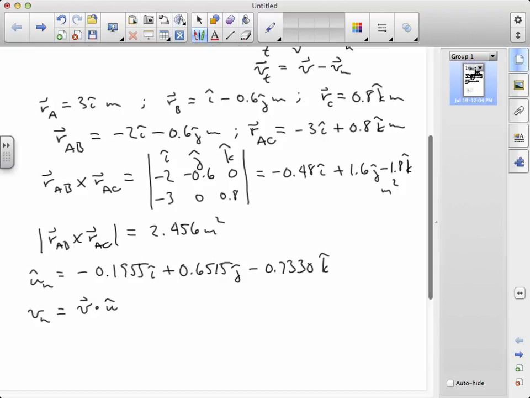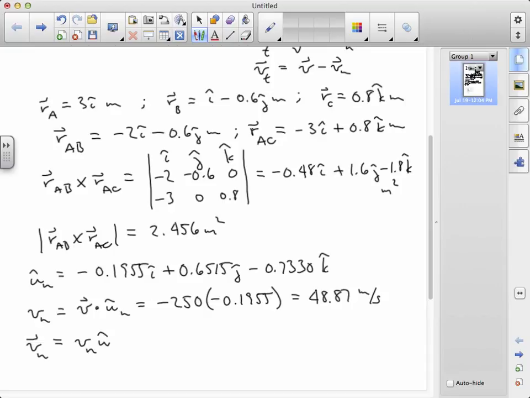The magnitude of the normal velocity is v dot un, and since we're given in the problem statement that the bird travels with a relative velocity of 250 meters per second in the minus x direction, we have that the normal velocity is minus 250 times minus 0.1955, and that ends up being equal to 48.87 meters per second.